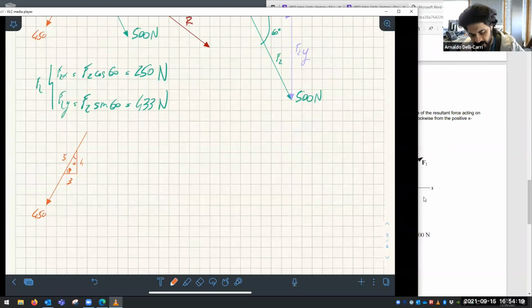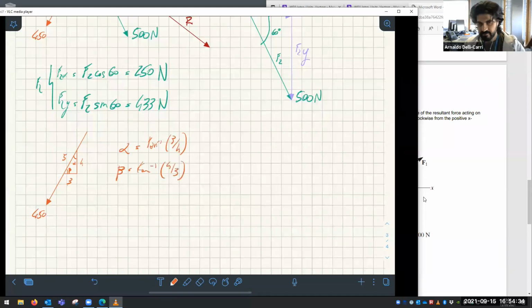That means that alpha is arctangent of opposite divided by adjacent. So it's arctangent of 3/4. And beta is arctangent of 4/3. So once you know these, you also know that this is also, because these are similar triangles. Did you do similar triangles at school, or college, or sixth form?